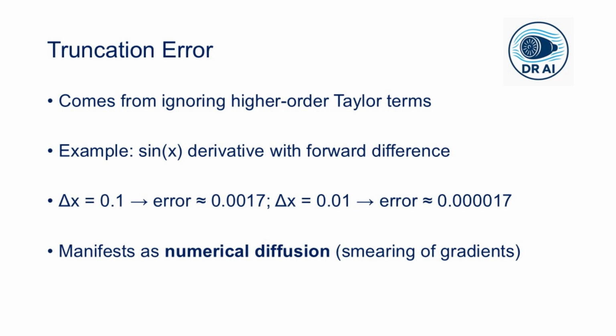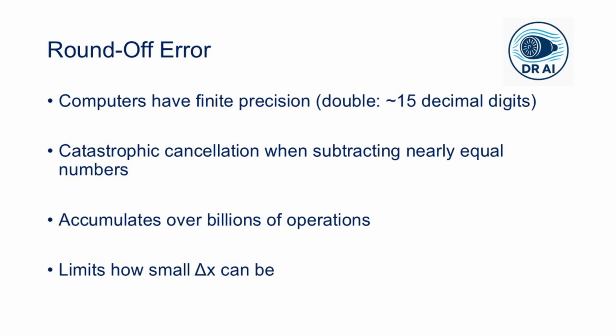Now, truncation error manifests in CFD as numerical diffusion. Imagine simulating a sharp interface between hot and cold fluid with first order schemes. That sharp interface becomes a smeared gradual transition, like stirring cream into coffee. With second order schemes, this interface stays sharper. So that is why you never use first order for final results. It is too blurry.